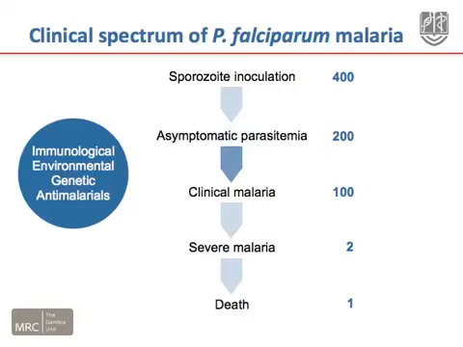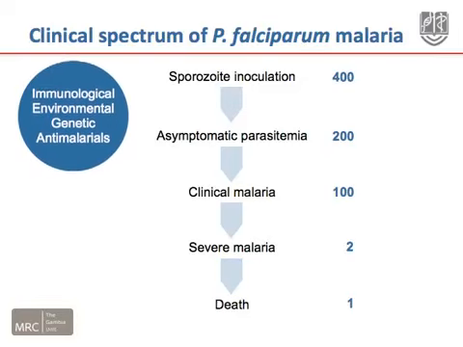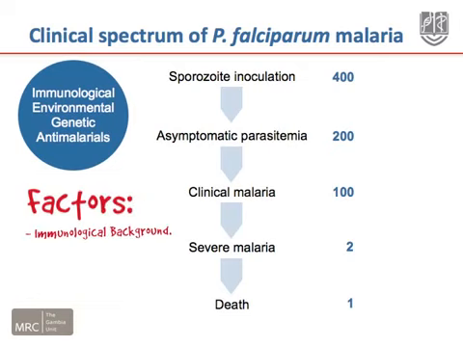However, a small proportion of those children will end up developing clinical malaria, and about 1 to 2% of those children will develop severe disease and death. Why some children will only develop asymptomatic parasitemia and others go on to develop severe disease and even death depends on a number of factors, including their immunological background, environmental factors, and genetic factors as well.